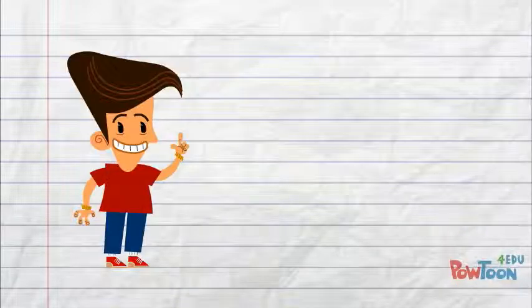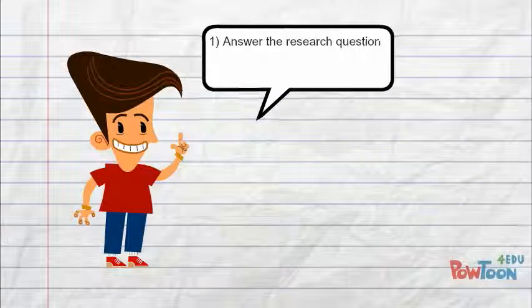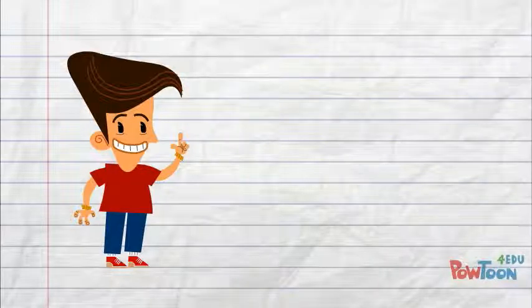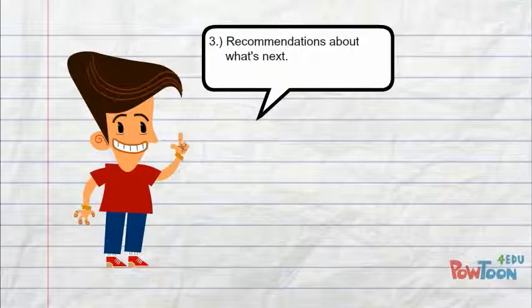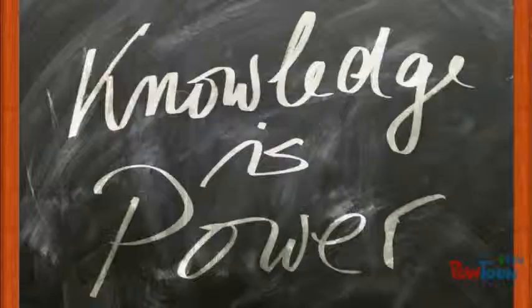Okay, hopefully I've not lost you. So what do researchers do with the data after they analyze it? They interpret it to, 1. Answer their research question, 2. Discuss what I call the "so what" part of research. What does it mean for nursing practice? And then last, make recommendations about what they should do next.